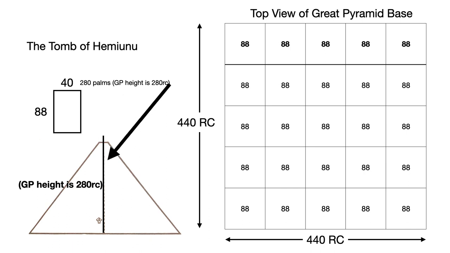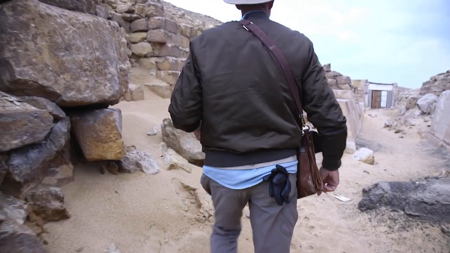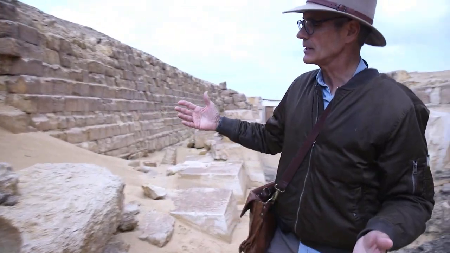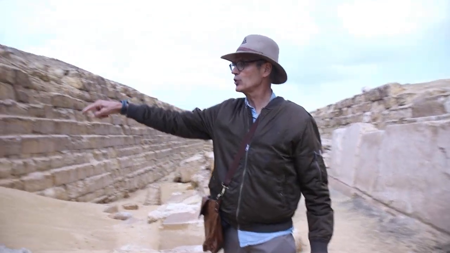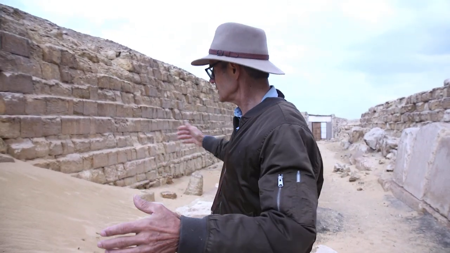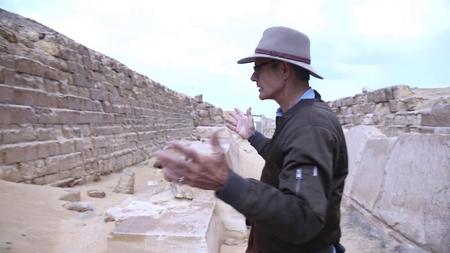And then the length: 5 times 88, because the length of his mastaba is 88, equals 440. So he seems to be channeling the base of the Great Pyramid. Basically, Hemiunu encodes the base and height of the Great Pyramid in his tomb design. That's where practicality and theory meet. You want to have this theory built on numbers, but you have to have accurate measurements. You have to be good at the hard science of measuring things before you can go to the more esoteric question of what it means.